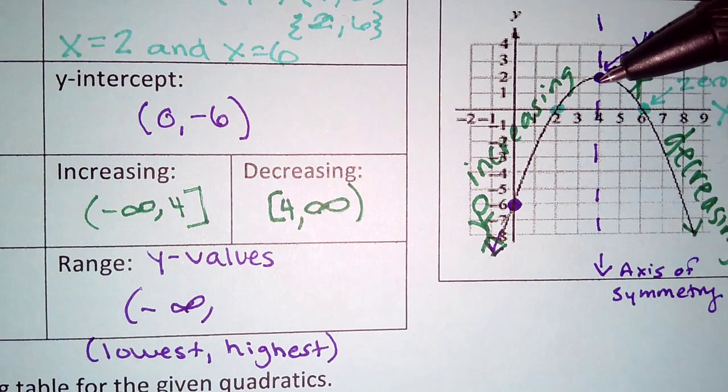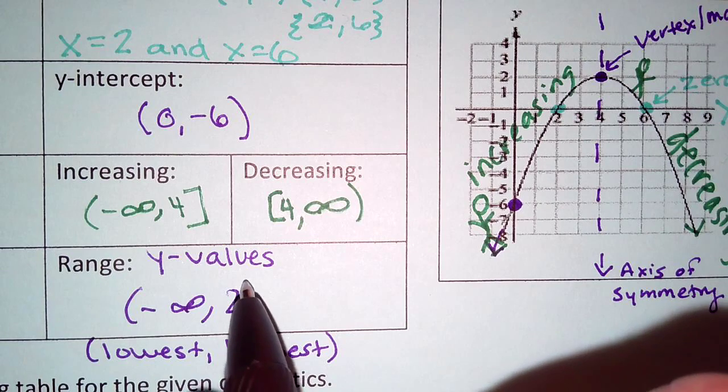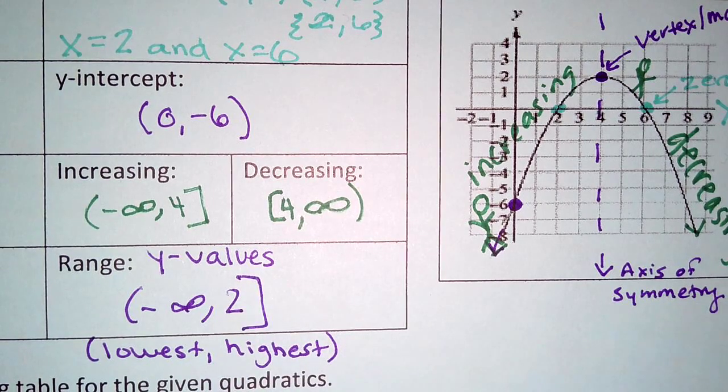So what's the y value of this coordinate? 2. So how high does it go? 2 points high. Does that make sense? We're going to keep practicing it, so the first time you did it, it's okay if it's not ultra clear right now.